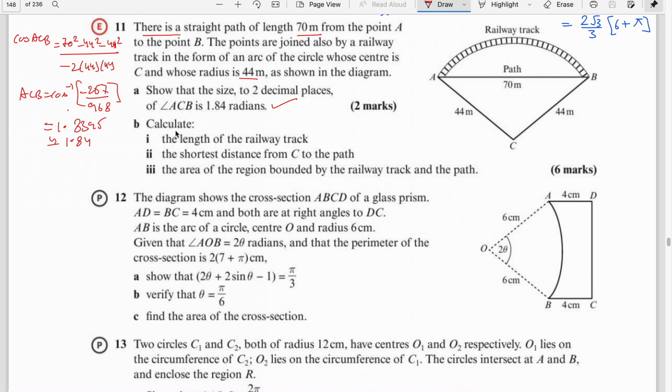B part. Calculate the length of railway track. So that is arc length. It should be s equals r theta. Radius is 44. Theta is 1.84. And arc length is 80.96 meters.